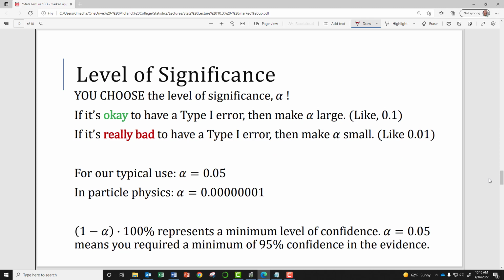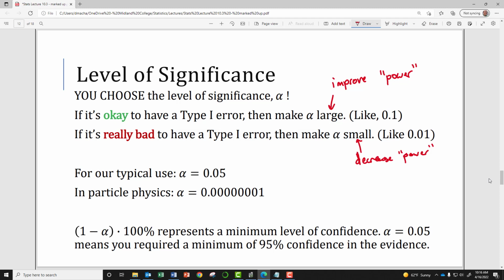Okay, so you're going to choose the level of significance. Just like before, if it's okay to have a type 1 error, then you can make alpha larger. Making alpha larger is actually going to increase the power of the hypothesis test, and we talked about how that was good in section 10.1, but also making alpha larger increases the chance of a type 1 error. If it's really bad to have a type 1 error, then you want to decrease the chance of having a type 1 error, but this is actually going to decrease the power of your hypothesis test.